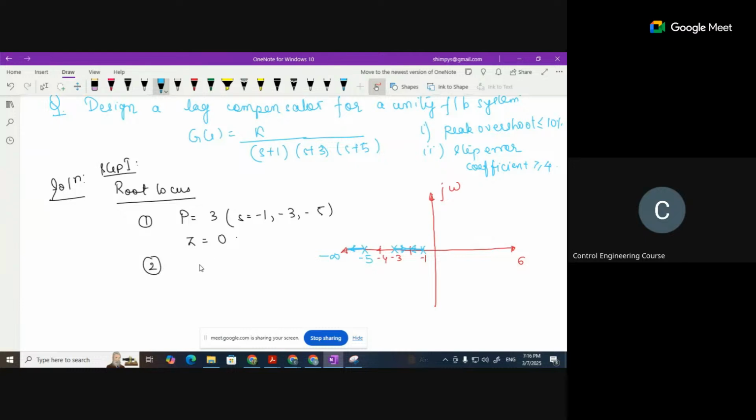Right. So we have drawn this. The second step is what? You have to find out the centroid. Right. So what will be the centroid here?